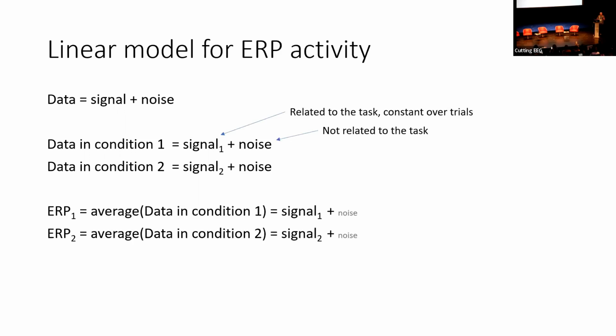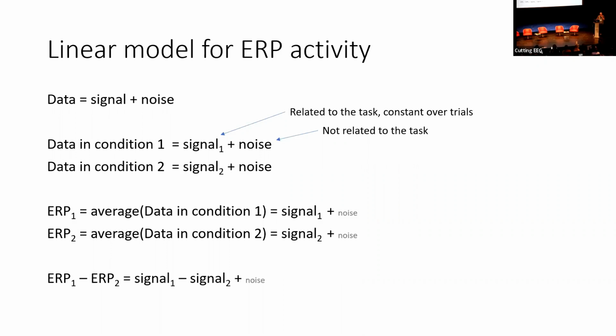And if we then consider that we average the signal over many trials, what happens is that the noise gets smaller. The signal stays the same, the noise gets smaller. And that means that if we start comparing the event-related potential in two different conditions, we're starting to compare the two signals that we have recorded.